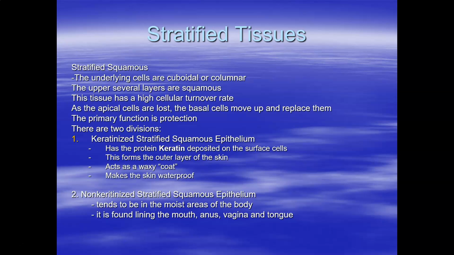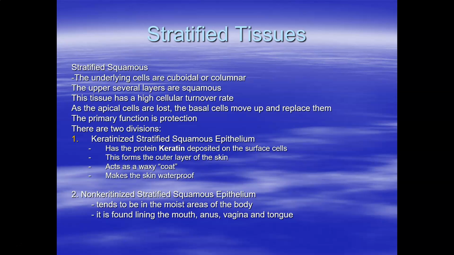Remember, we always name a tissue by the shape of the most apical cell. So when I say that something is a stratified squamous, that tells you that the upper cells, the most apical cells of this tissue, are squamous in shape. So in stratified squamous, usually the underlying cells are cuboidal or columnar in nature. The upper several layers are what are squamous, and this particular tissue has an extremely high turnover rate. New cells are replacing old dying cells at a very high rate. So as the apical cells are lost, because they're the ones that are exposed to the outside world, the basal cells move up and replace them.